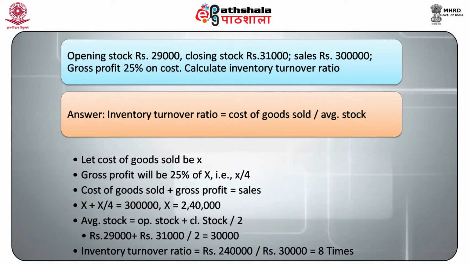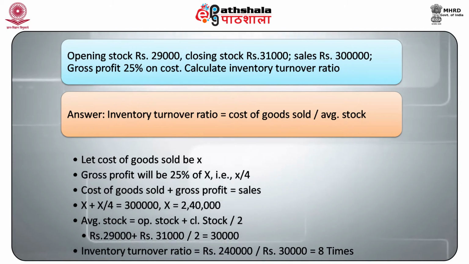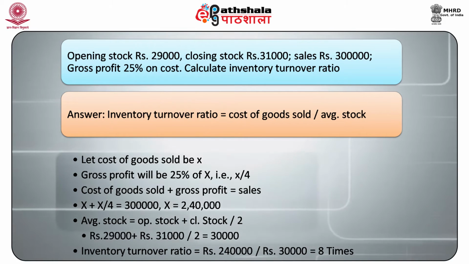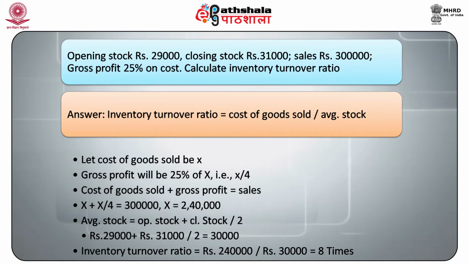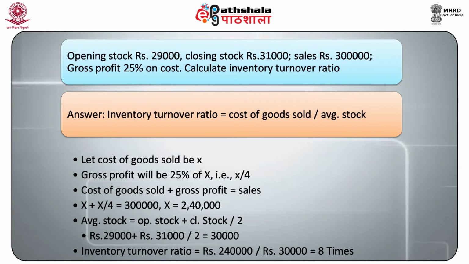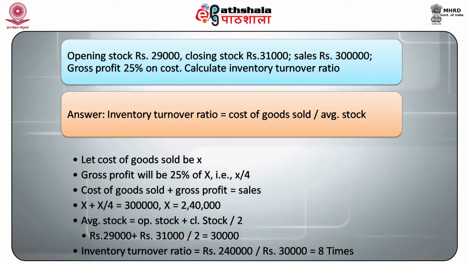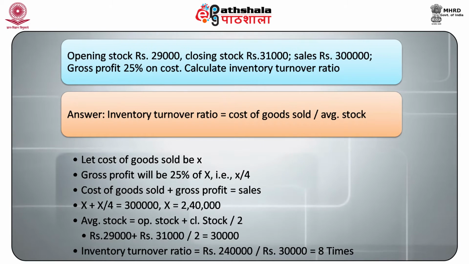The solution for this is inventory turnover ratio, which is given by cost of goods sold divided by average stock. Let cost of goods sold be X. Gross profit will be 25% of X, that is X by 4. Cost of goods sold plus gross profit equals sales, which is X plus X divided by 4 is equal to 3 lakh. In that case, X equals 2 lakh 40,000.